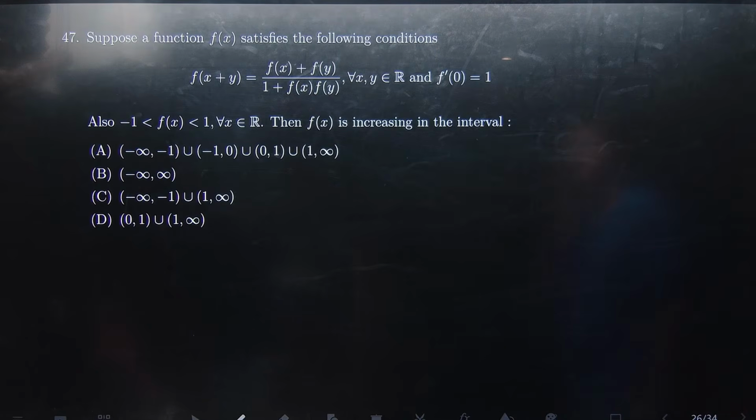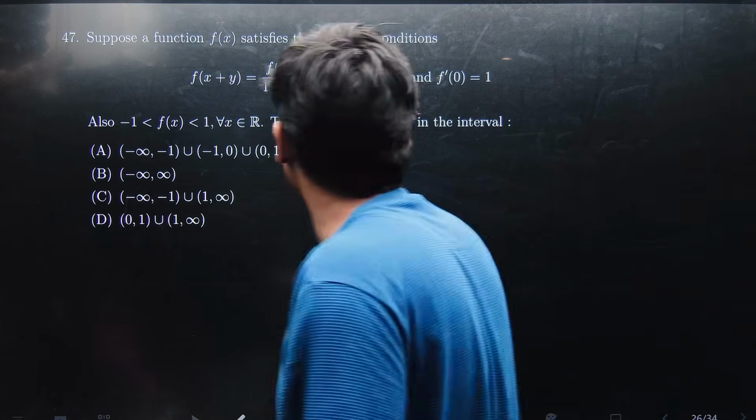Next one, suppose we have a function f(x) which satisfies the following condition, that f(x + y) is equal to (f(x) + f(y)) divided by (1 + xy), and f'(0) is equal to 1. Then, if x is also in between minus 1 and 1, which of the following intervals is one where f(x) is increasing? Okay.